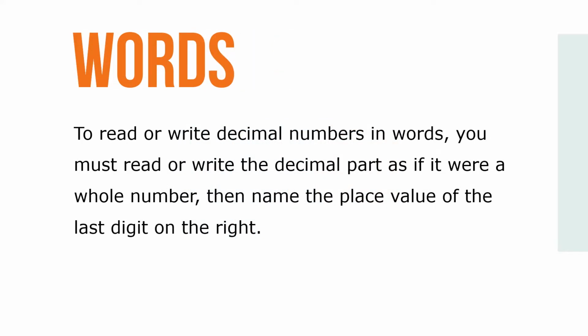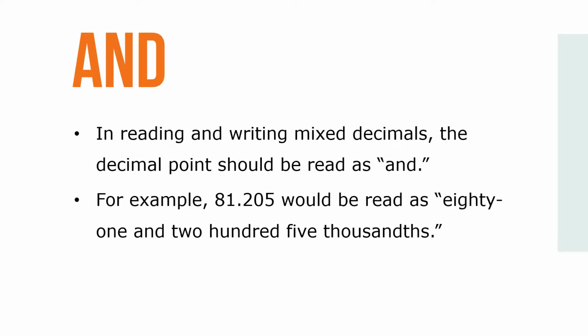To read or write decimal numbers in words, you must read or write the decimal part as if it were a whole number, then name the place value of the last digit on the right. In reading and writing mixed decimals, the decimal point should be read as "and." For example, 81.205 would be read as 81 and 205 thousandths.